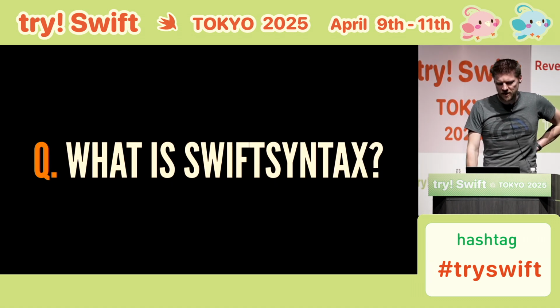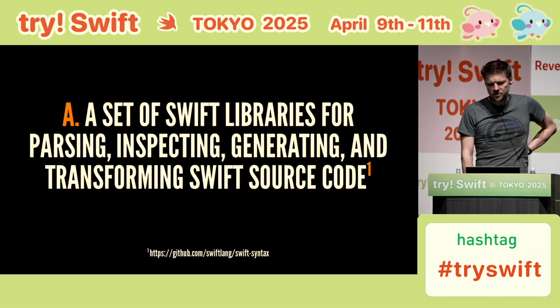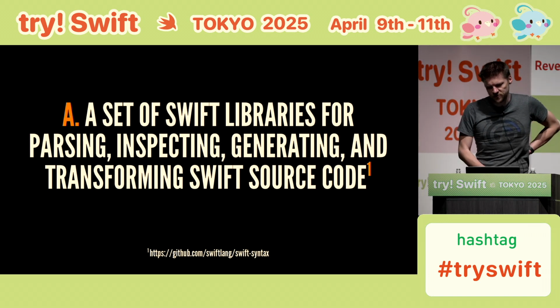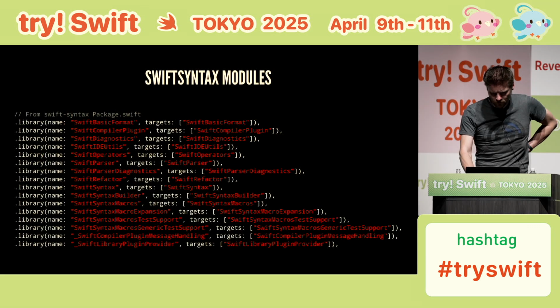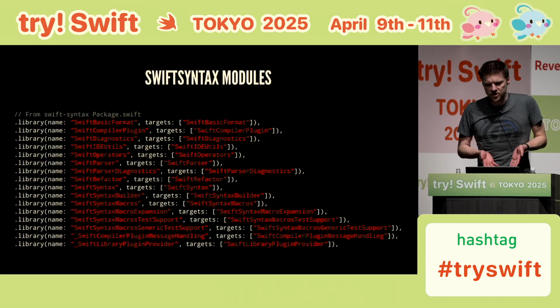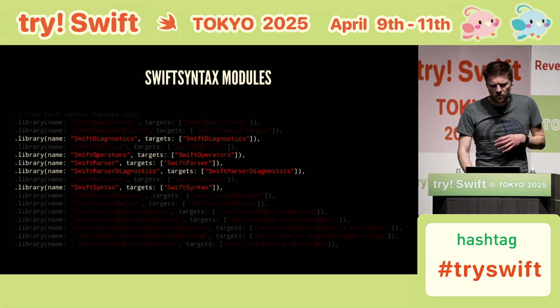So what is SwiftSyntax? The SwiftSyntax GitHub page describes it as a set of Swift libraries for parsing, inspecting, generating, and transforming Swift code. Why a set of libraries? Well, SwiftSyntax isn't just one library. The SwiftSyntax package actually contains 16 separate modules. That's not including tests and internal helpers. I won't attempt to cover them all, but these are the ones we'll be looking at today.